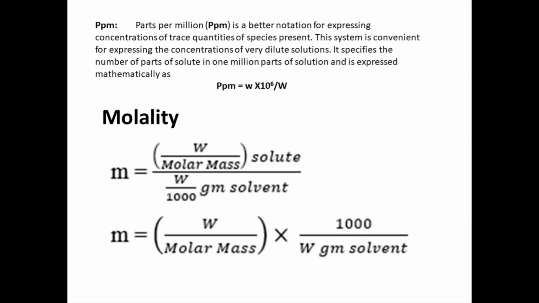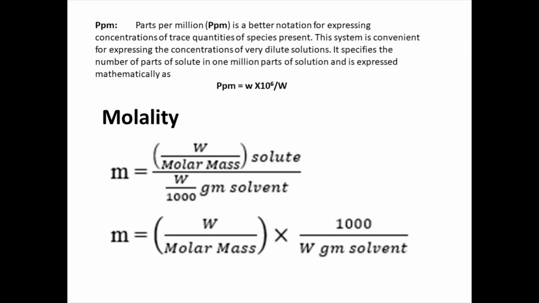So this is about ppm. Whenever you wish to express very dilute solutions, you will always be going through ppm, which can be mathematically represented as ppm equal to weight of the substance into 10 power 6 by weight or volume of solution. So here, why 10 power 6? Because it is in million. You have to express in million.